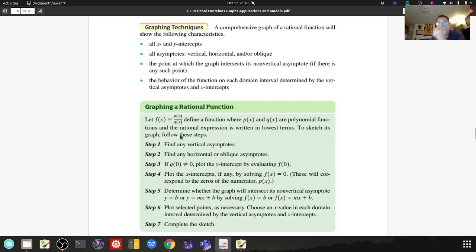So this is the very last part of 3.5, and it's done and it's over, and I'm ready for popcorn and a scary movie.